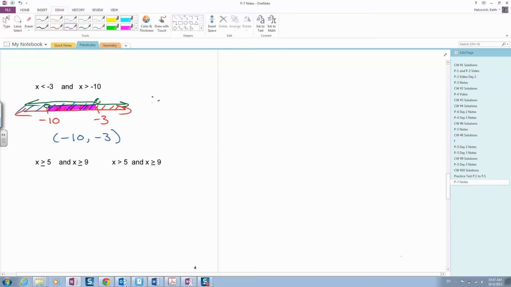All right, try these two on your own, and then we'll go over them on the video. So 9 and 5, here's 5 and here's 9. And we're greater than or equal to 5, so we're going to go to the right. And we're greater than or equal to 9, and we're also going to the right. Here's the rain for that, and here's the rain there. Since it's an and, the overlap is right here, so it's going to be greater than or equal to 9.